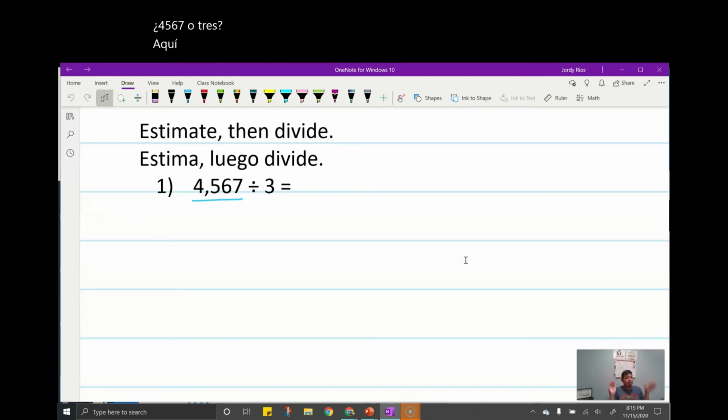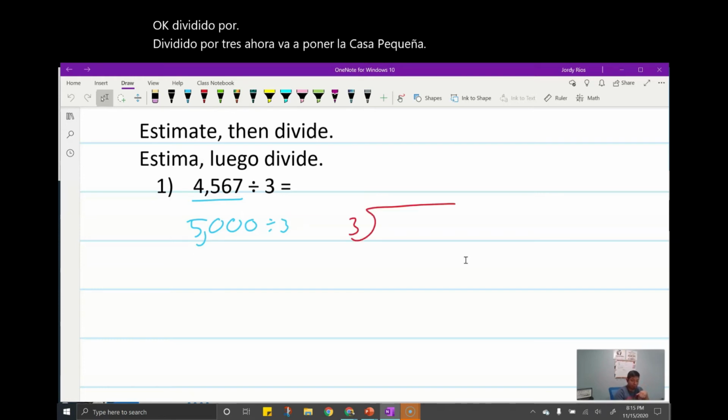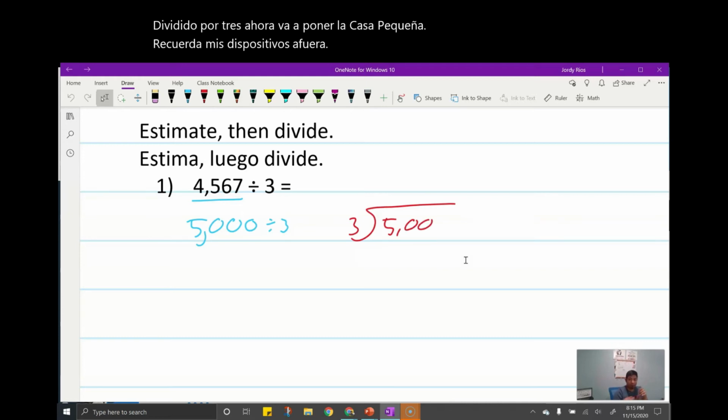Now which one is it close to? 4,000 or 5,000? Good, 5,000. Okay. Divided by 3. Now I'm just going to put the little house. Remember, my divisor goes outside. Okay. Divisor goes outside, dividend goes inside.